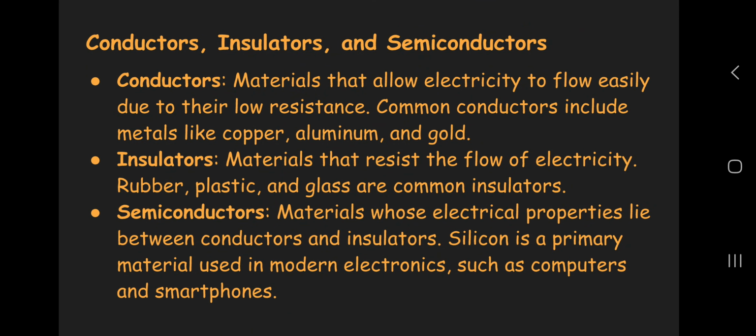Common conductors include metals like copper, aluminium, and gold. Insulators are materials that resist the flow of electricity. Rubber, plastic, and glass are common insulators which electricity cannot flow through.